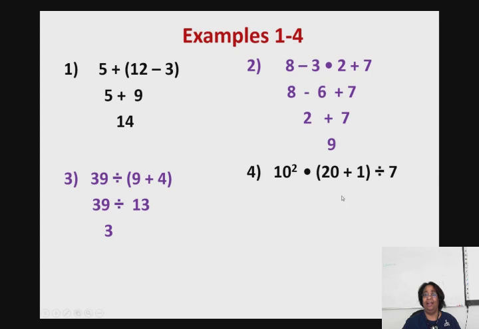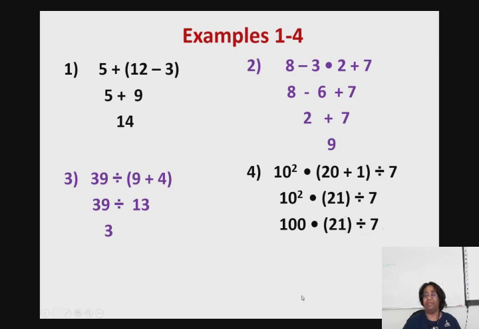Go to parentheses first. So I keep the 10 squared times the 21. I did 20 plus 1 inside the parentheses first. And then I do what? The 10 to the second power. 10 squared is 100, so that's 10 times 10. Times 21 divided by 7.